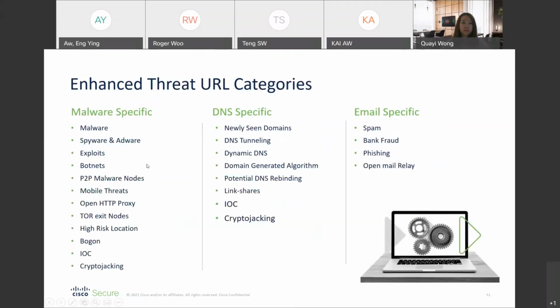Basically we have enhanced URL categories for our web proxy. Of course, we have malware-specific categories, so we can protect based on the type of malware. We also have URL categories based on DNS, and of course the mail-specific ones, so we can block any traffic that's coming through email.